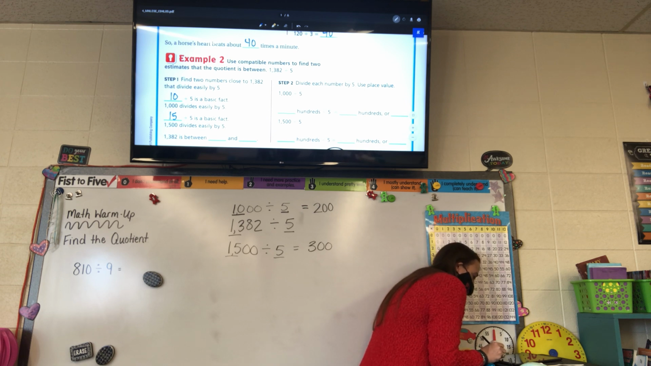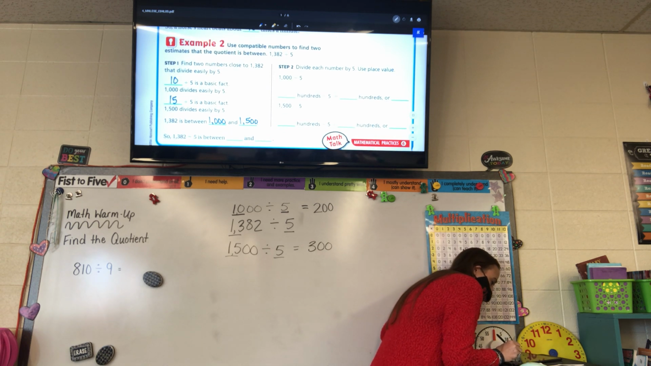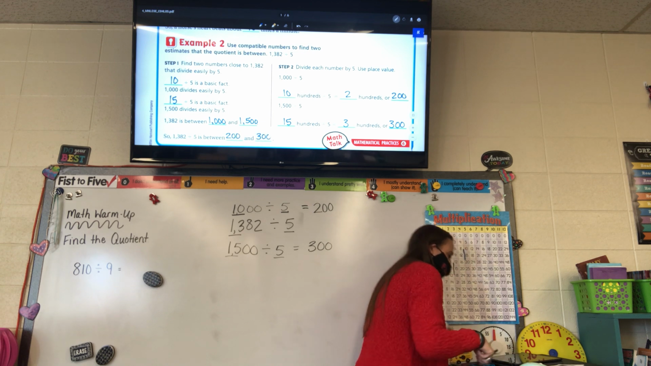And 1,382 is between 1,000 and 1,500. And 1,000 is the same as 10 hundreds. Divided by 5 is 2 hundreds, or 200. And 15 hundreds divided by 5 is 3 hundreds, or 300. So that means that our answer for 1,382 divided by 5 is between 200 and 300.